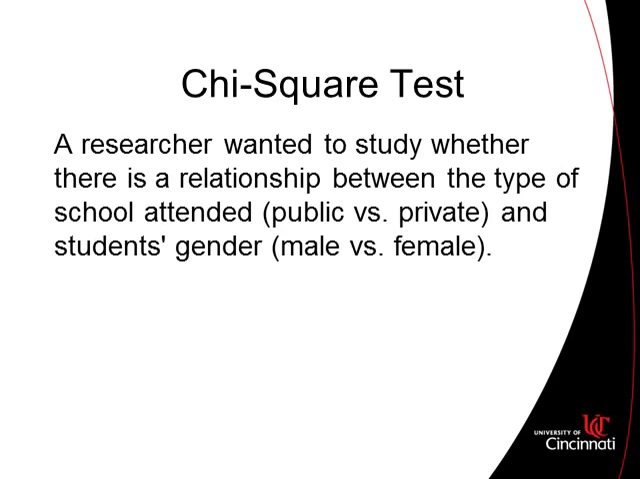So an example of when you'd use a chi-square is if a researcher wanted to study whether there was a relationship between the type of school that someone attends, so public versus private, and the student's gender, so male versus female. So you have two nominal level variables. You have categorical schools, public, private, and then you have gender, male, female, and there's no order to them. You couldn't run a correlation between those two because they're categorical grouped nominal data. So instead we'd look at a chi-square.